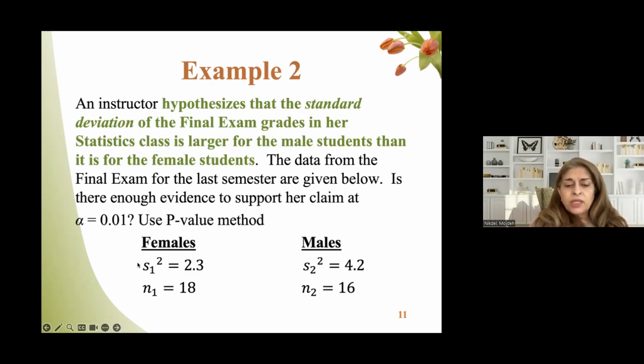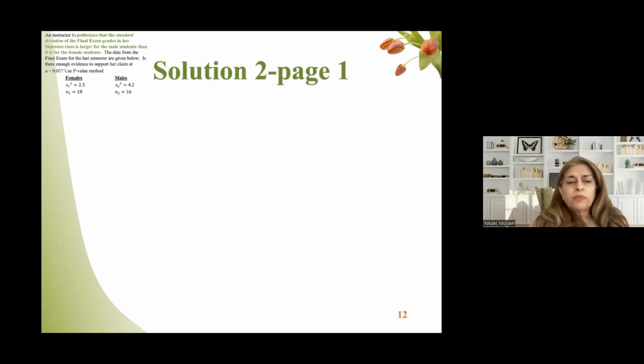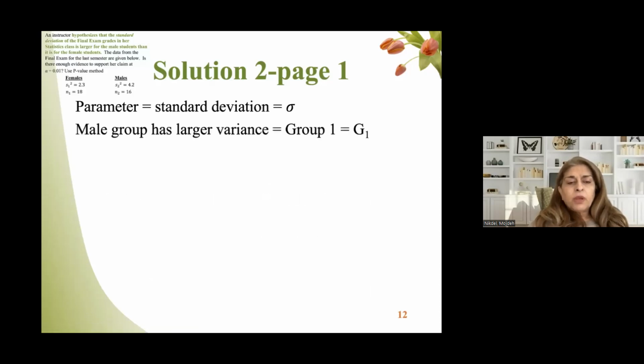Now, I look at my two groups. I see that variance of the first group is 2.3, variance of the second group is 4.1. I have to switch the group. I need 4.1 to be group 1, 2.3 group 2. So right away, I switch my groups. First of all, parameter, standard deviation, sigma. Male group has a larger variance, so it's going to be group 1. And I'm going to use two-sample F test.